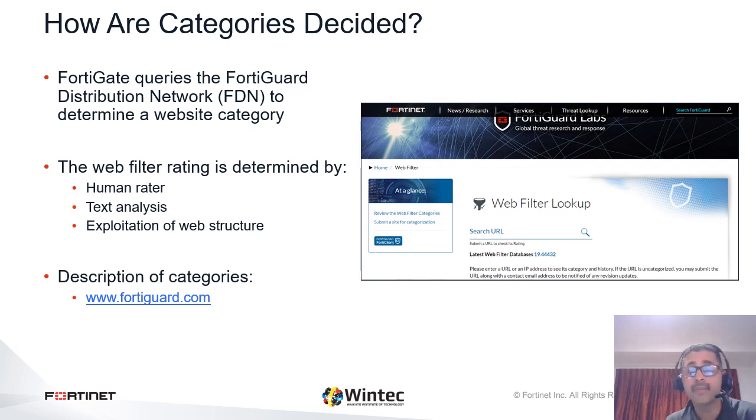Now, you would be doing something very similar for maybe one of the tasks that I provided you. And to review the complete list of categories and subcategories, you can check on www.fortiguard.com. The web filter rating is determined by either a human rater, text analysis, or exploitation of the web structure. All of this is already available and well documented. You can have a look at that in your own time.